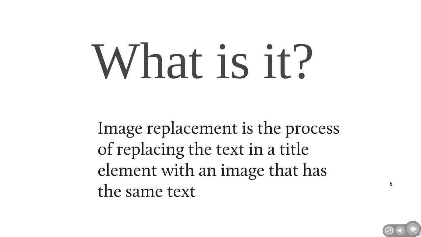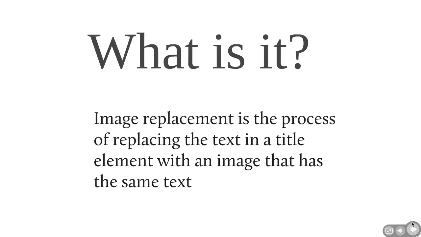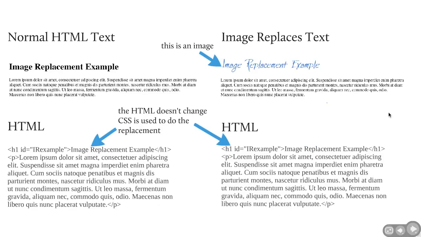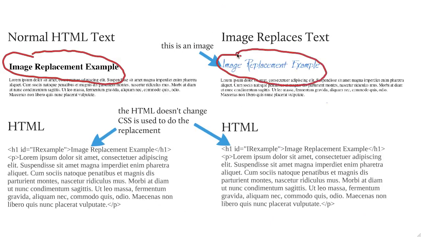So basically, it's the process of replacing text in a title with an image that has the exact same text in it. And so this is sort of an example here, where this is the normal HTML text that we might have here in our title, and instead we're going to replace it with this text here that's the same text, but it's in a different font or whatever, and so forth. And that text is actually an image, and even further, it's actually a background image.